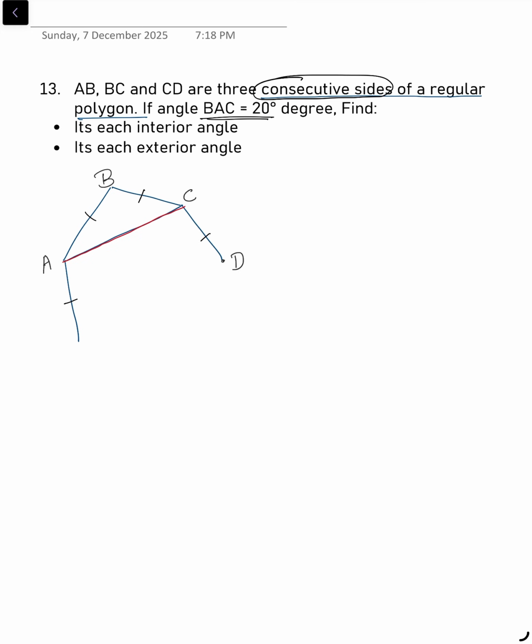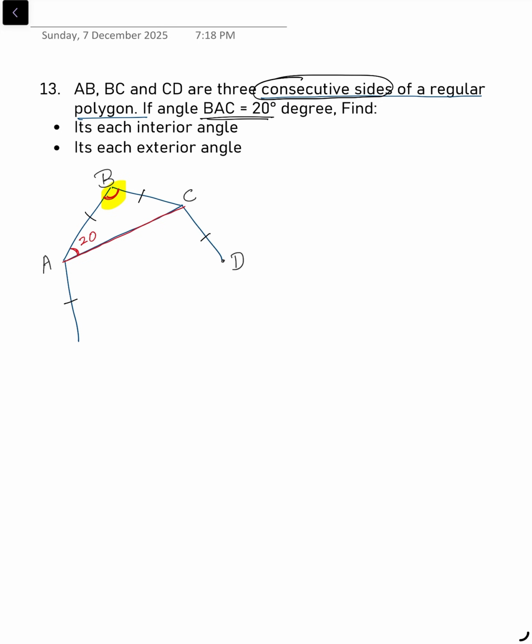It is not the interior angle that they have given for us. It is the interior angle of triangle ABC, but it is not an interior angle of the polygon. The interior angle of a regular polygon is the whole angle B. This angle B is called the interior angle of the polygon. And if you want another interior angle, the whole angle A is the interior angle. But the angle they have mentioned is not the total interior angle of the polygon.